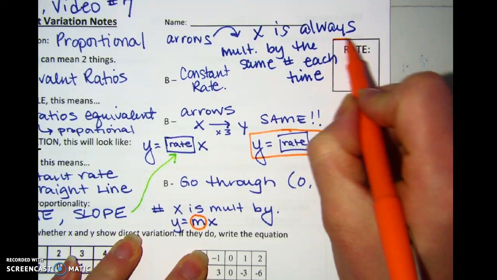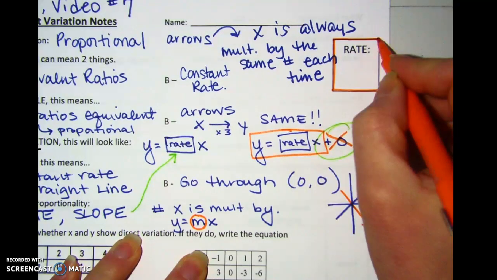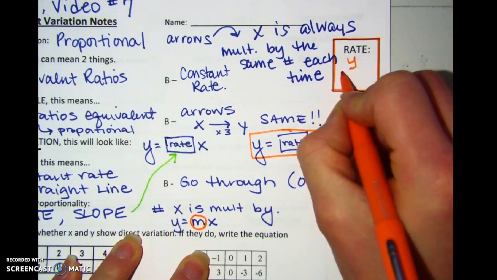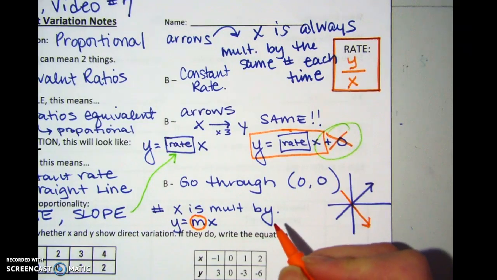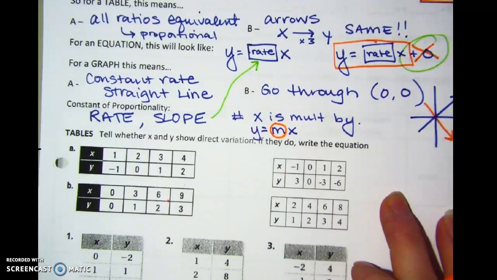Really, really big idea for this whole section, the rest of the chapter really, is that the rate, if we haven't said this already, is always y divided by x. So if you're asked to find the rate, it's always y divided by x. We're going to talk about that a lot in these examples, but have it filled in there so you can go back to it. All right, so the first examples.